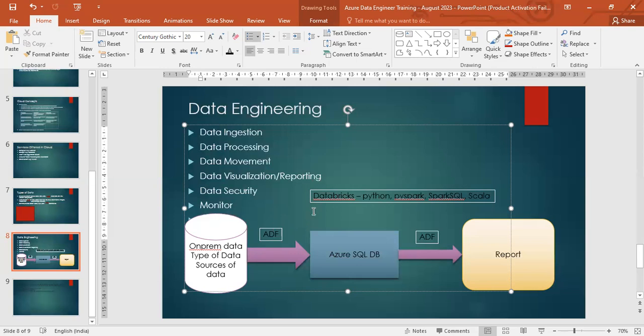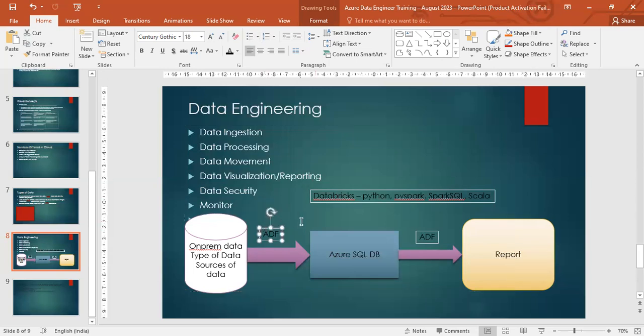There is also the Azure Functions service, where you can write customized code like Python, Java, or JavaScript, and you can call that Azure function from ADF. Another option within ADF is to trigger these pipelines.